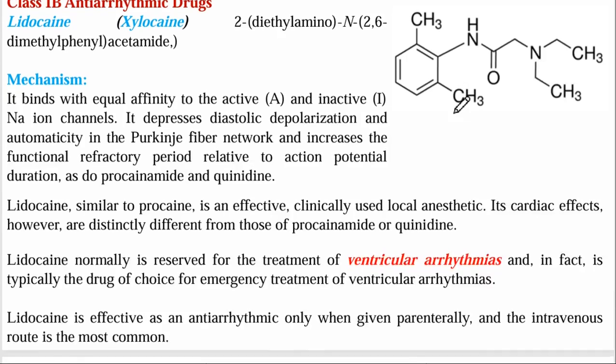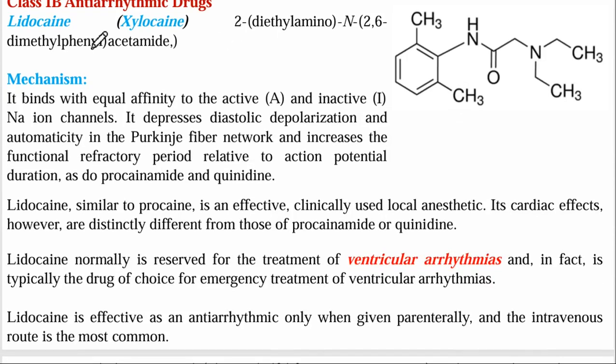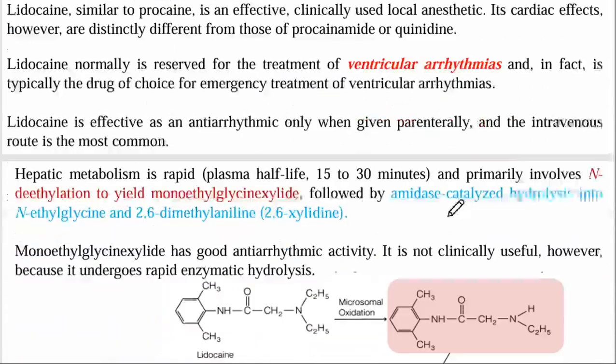Then we move to the class B antiarrhythmic drugs. Lidocaine. Lidocaine we know is generally used for dental surgery as a local anesthetic. It is also effective in treating ventricular arrhythmias. This is the structure of lidocaine, or lignocaine. It is given only parenterally, and the intravenous route is obviously more common. Similar to procainamide, it also has certain cardiac effects, but distinctly different from procainamide or quinidine.